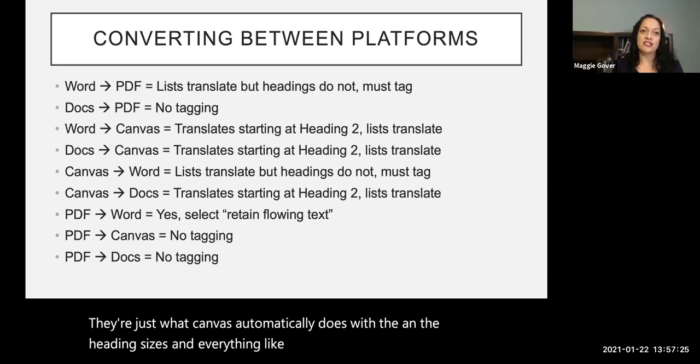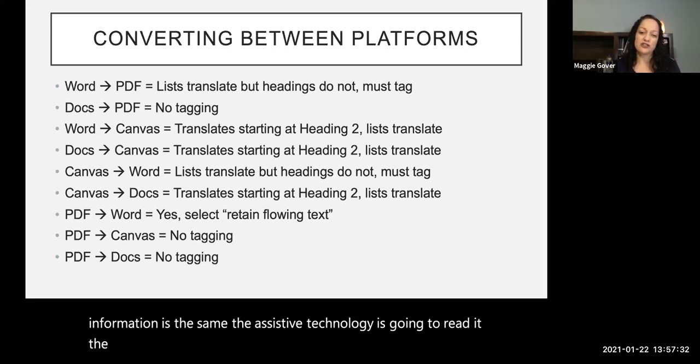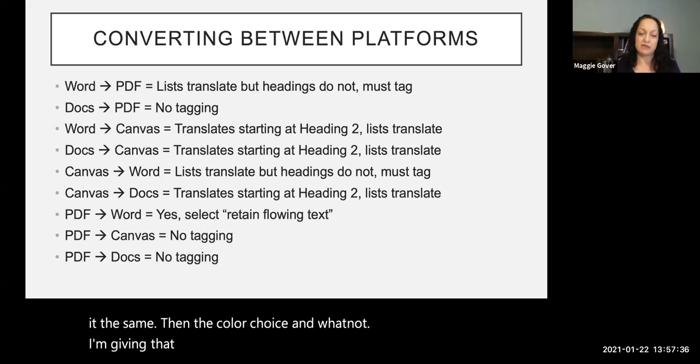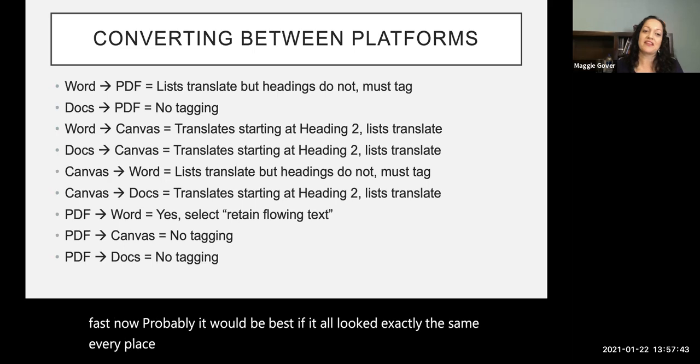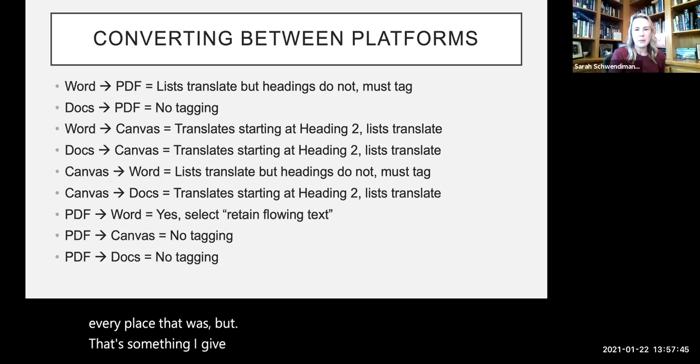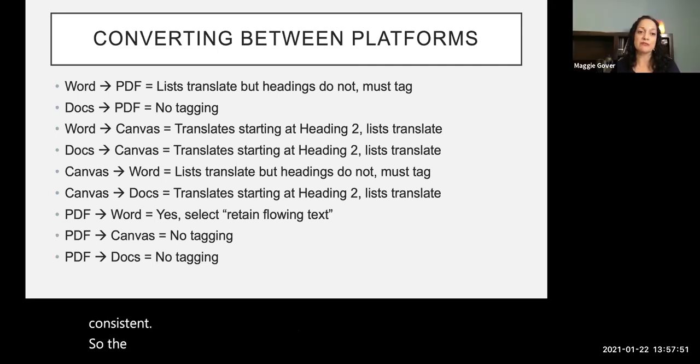So I figure as long as the information is the same and the assistive technology is going to read it the same, then the color choice and whatnot, I'm giving that up for the ease of just being able to get through it fast. Now, probably it'd be best if it all looked exactly the same every place it was, but that's something I give up. Okay, but you would keep the heading size consistent. But the heading size is chosen by Canvas.